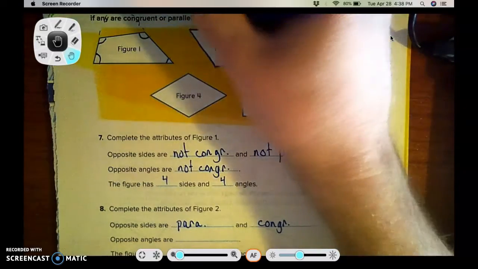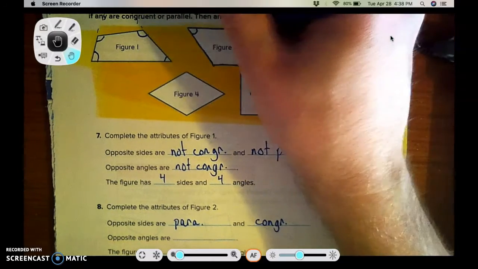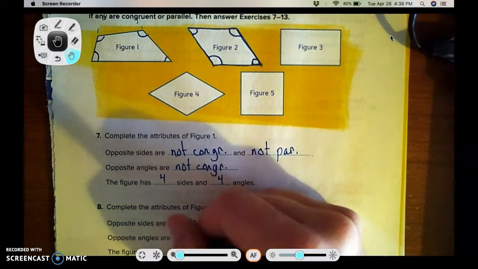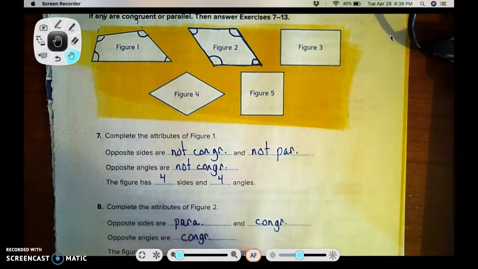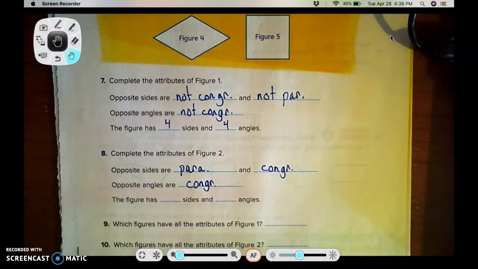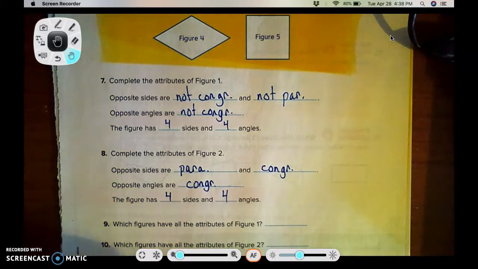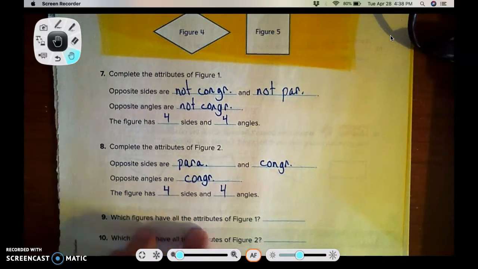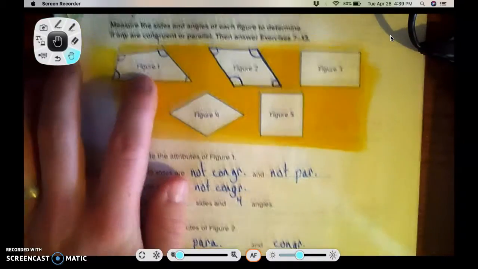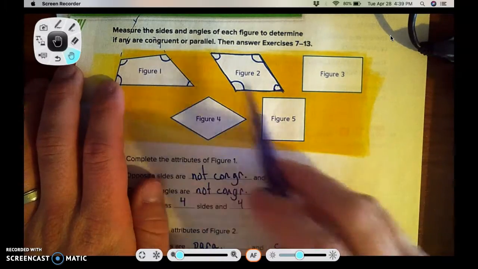Opposite angles are also, these two angles match, and this big angle here matches this big angle here. So they're also congruent angles. So the opposite angles are congruent. The figure still has 4 sides, and it also has 4 angles. It says, which figures have all the attributes of figure 1? So looking at figure 1, none of these figures have the same attributes, right?